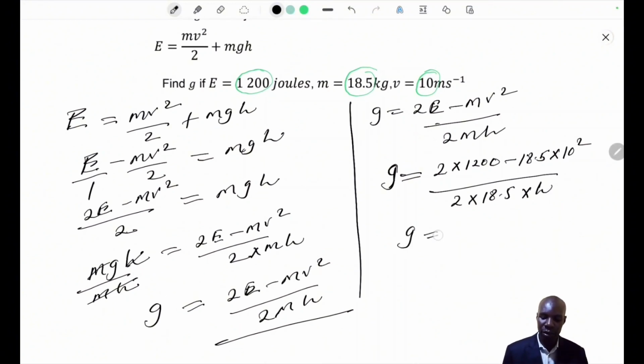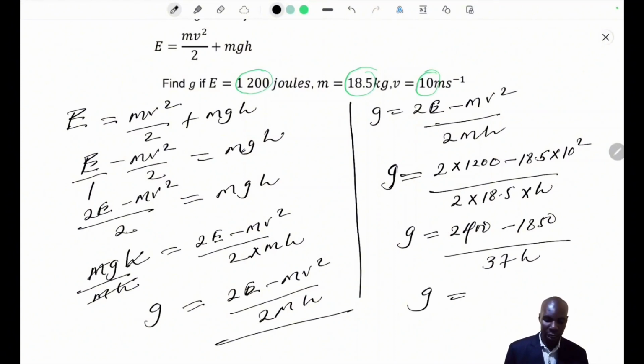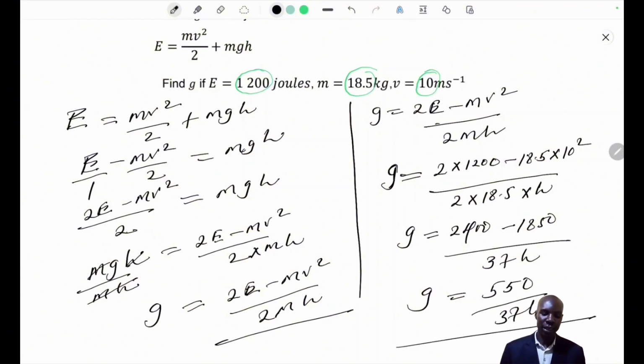So G is equal to 2,400 minus 18.5 times 10 squared, 1,850, over 2 times 18.5, 37h. So G is equal to 2,400 minus 1,850. We get 550 over 37h. That is the answer for that.